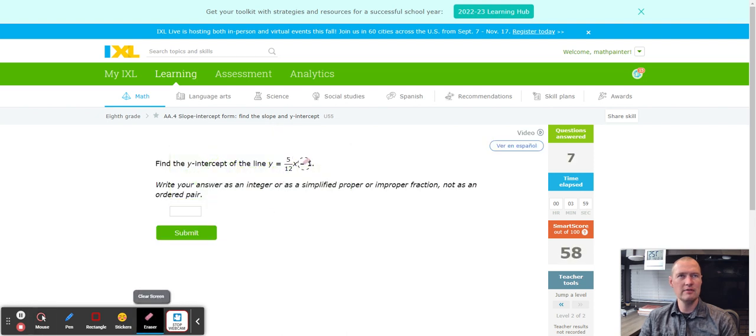Next up, we got 5 over 12x minus 1. We are looking for the y-intercept. The y-intercept is going to be the value not in front of the x. And we're going to include the sign, which is going to be a -1. Next up, we have find the y-intercept of the line. Y equals -x plus 5 over 11. The y-intercept is the value not in front of the x. So in this case, we're going to go ahead and put 5 over 11.